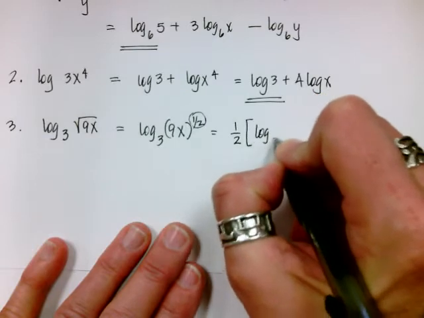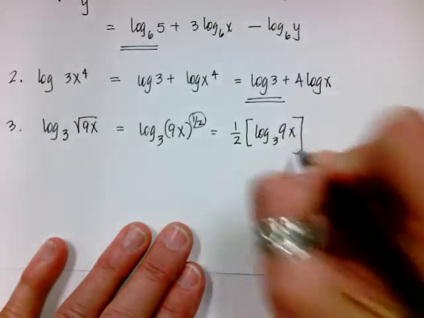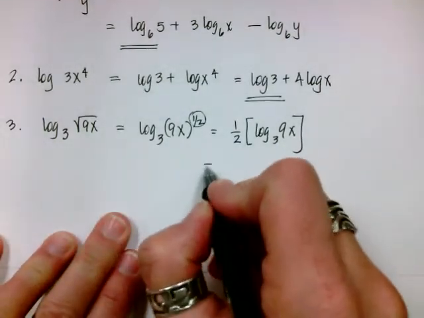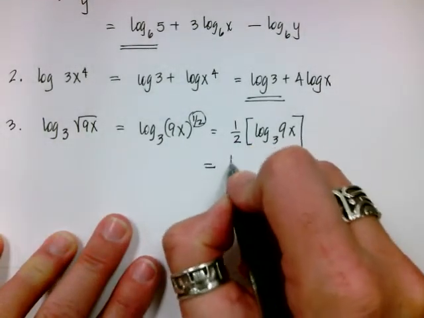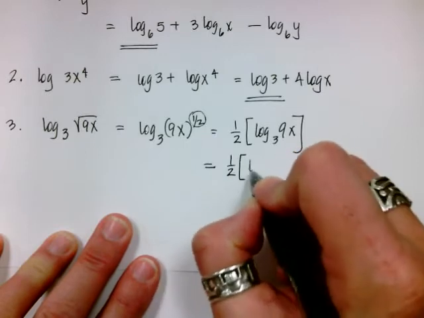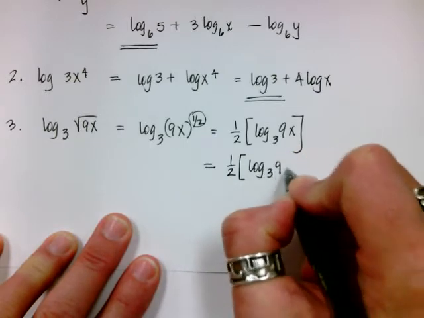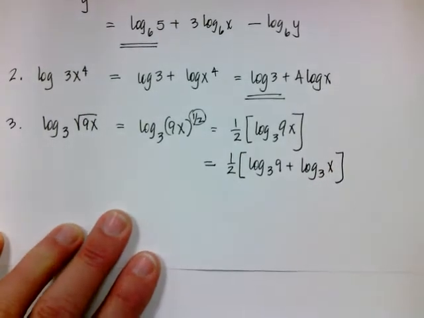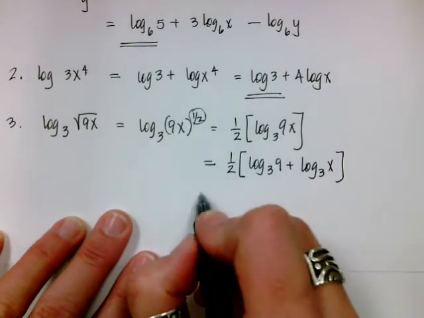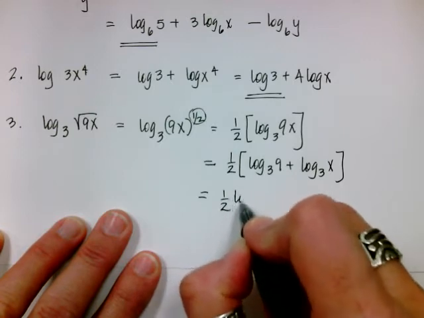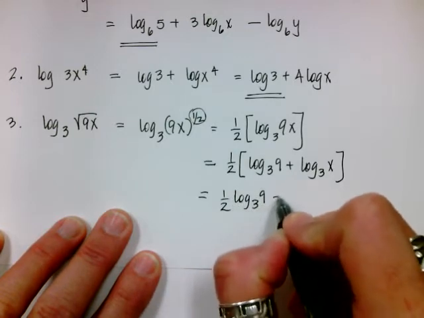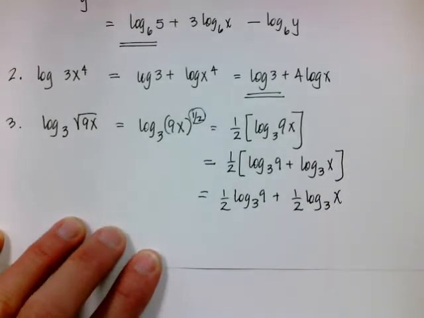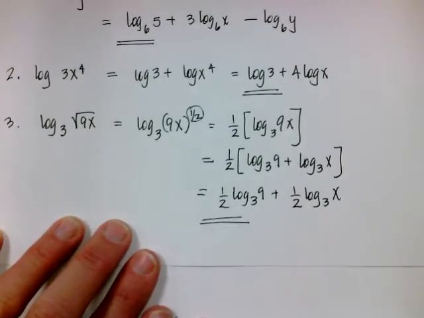And then I'm going to do the log base 3 of 9x. Now I have a product that I need to manage. So I'm going to write this as 1/2 times the log base 3 of 9 plus the log base 3 of x. The last step, I'm going to distribute the half, and I get 1/2 log base 3 of 9 plus 1/2 log base 3 of x. And then this one's done.